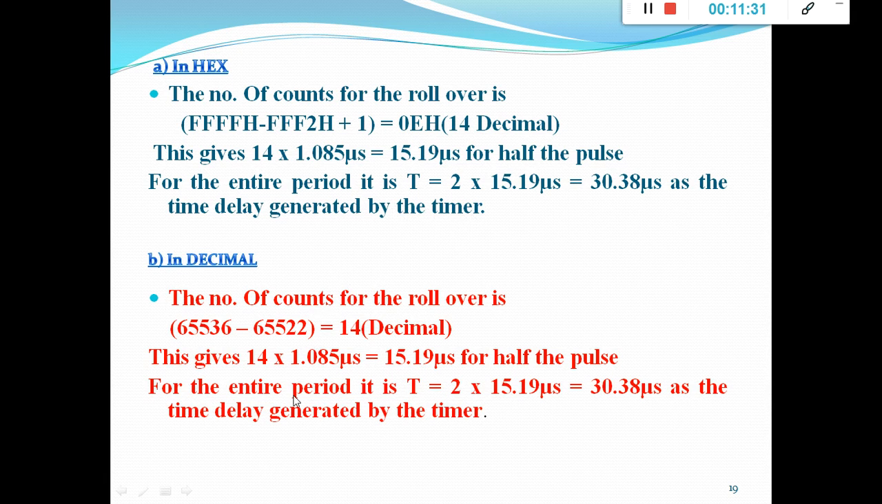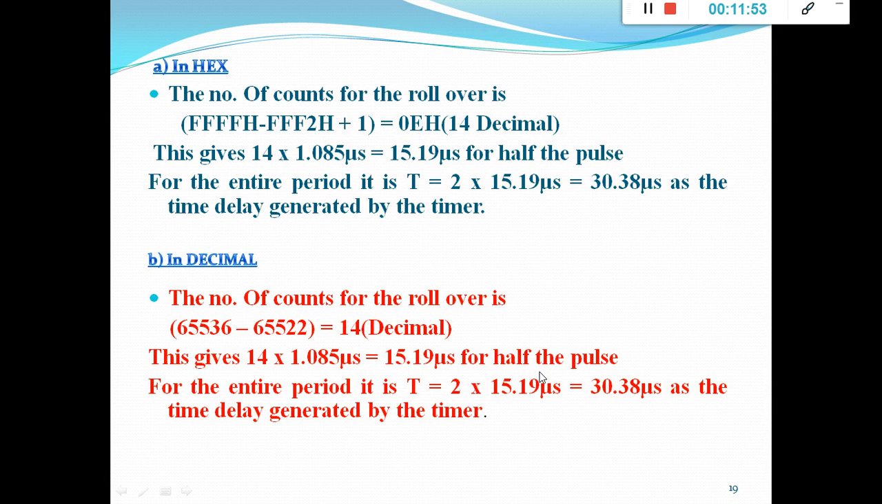Now the same thing, if I want to calculate in terms of decimal. It is 65536 minus the decimal value of FFF2, is equal to 14. So when you are doing decimal, there is no need to add plus 1. When you are doing hex, you have to add 1. So you are going to get 14 here. So 14 into the period is equal to 15.19 microsecond.